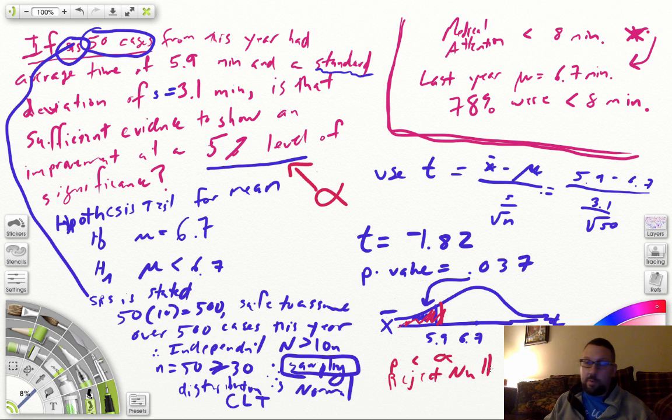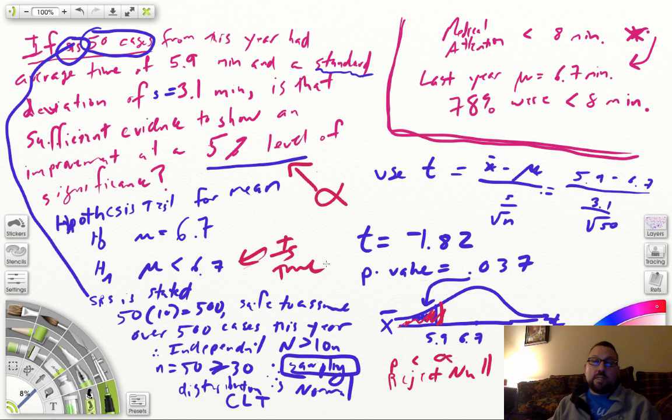You can feel free to go back and rewind and listen to that again, but you need to say all of those things. So I make my conclusion statement: I reject the null and I accept the alternative. Then I make a statement saying at a 5% level of significance, there is sufficient evidence to conclude that the average time has decreased from 6.7 minutes. It is better than it was the previous year.